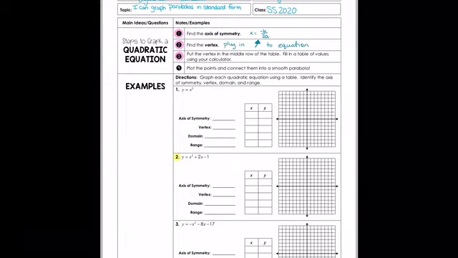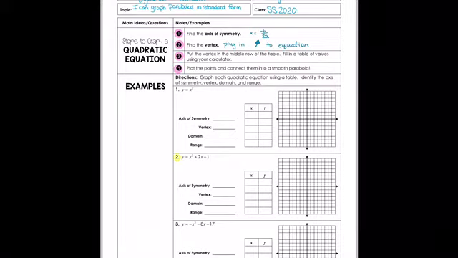Then for step 3, you're going to put your vertex in the middle row of the table and fill in a table of values using your calculator, and I'll show you guys how to do that using Desmos. Then you want to plot the points and connect them in a smooth parabola.